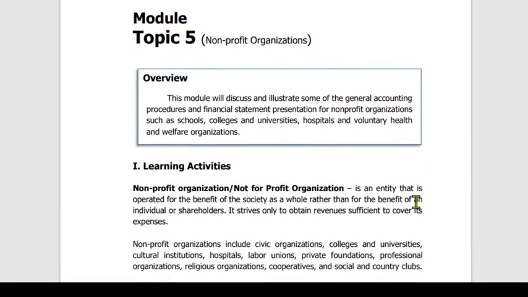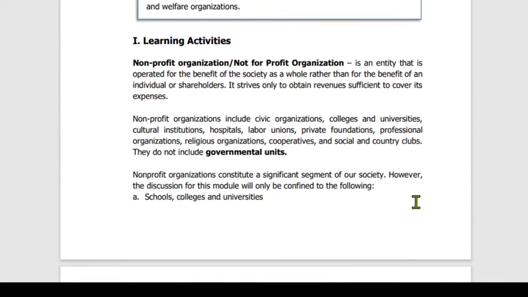So let us proceed by defining first what nonprofit organizations and not-for-profit organizations are. It is an entity that is operated for the benefit of the society as a whole rather than the benefit of an individual or shareholders. It strives only to obtain revenue sufficient to cover its expenses. So let us read more.